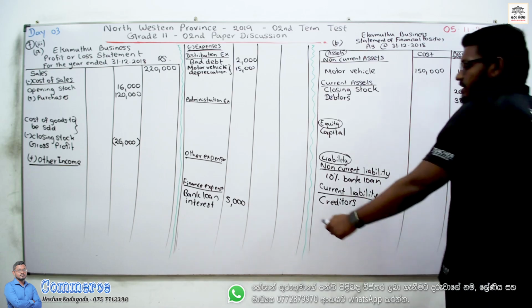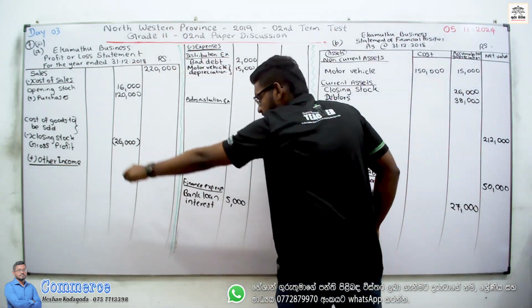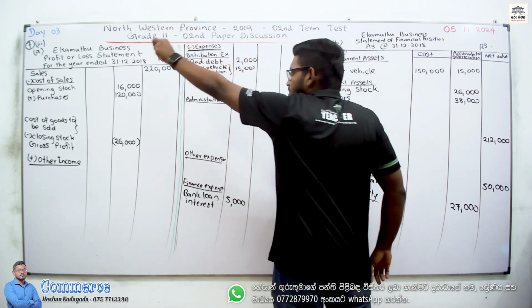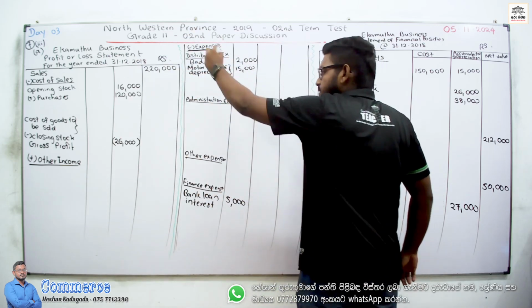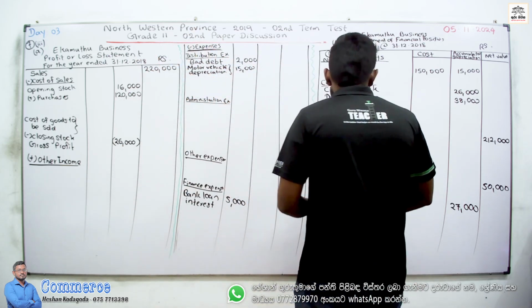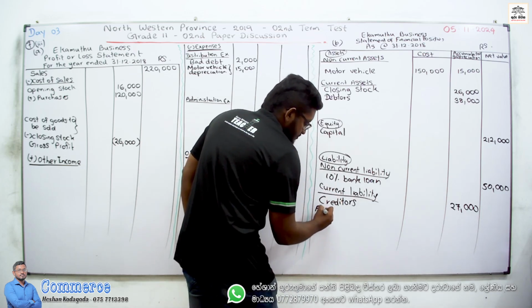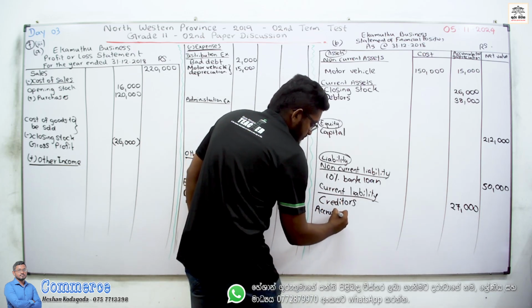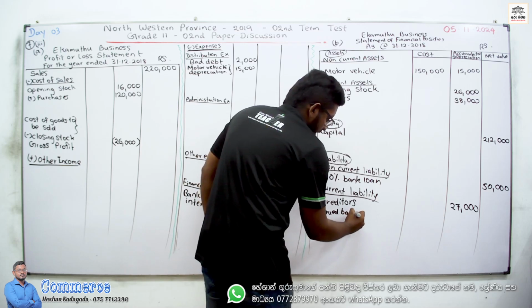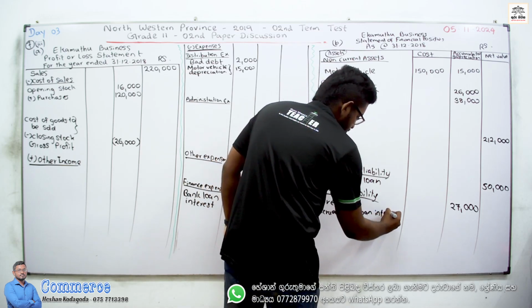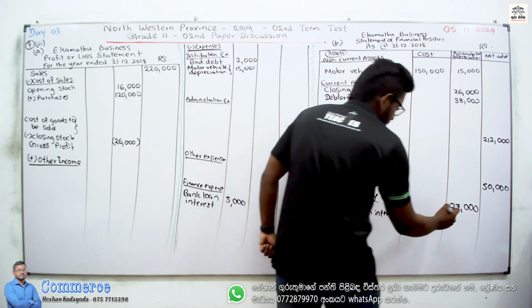Out of the 5,000, we prepare this under accrual basis, which means the amount relevant for the period. But out of the amount relevant for the period, paid only 2,000, which means 3,000 is categorized under current liability, accrued bank loan interest. It's rupees 3,000.